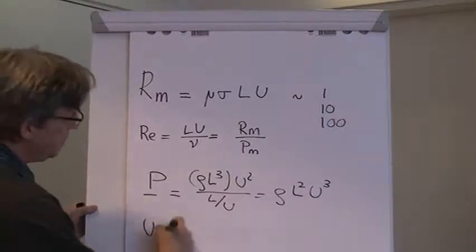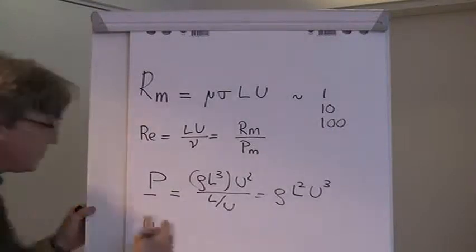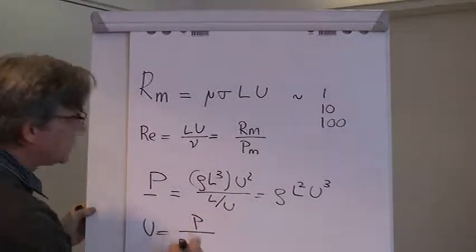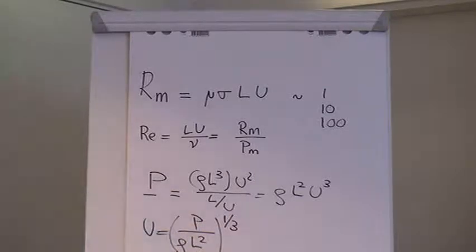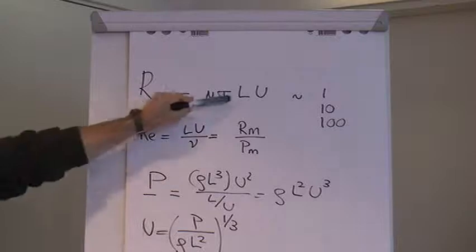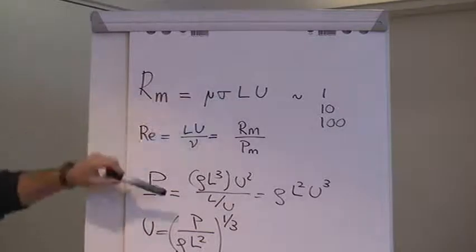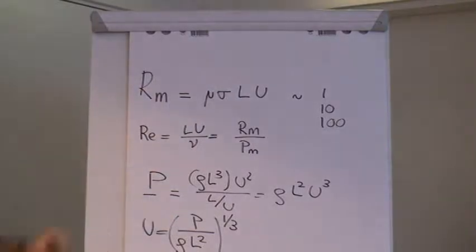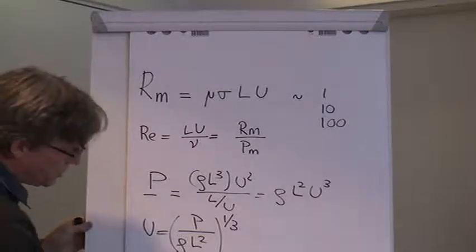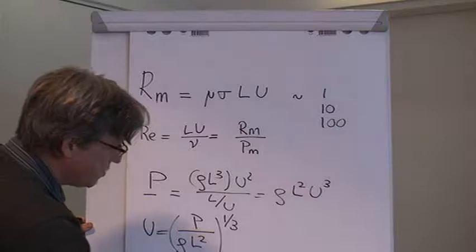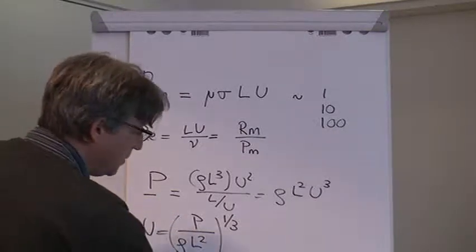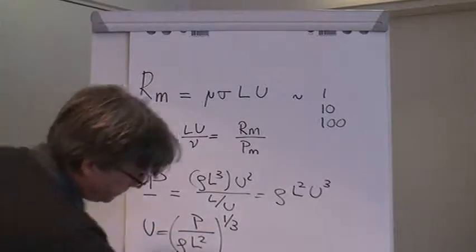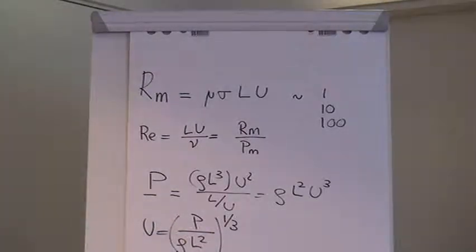Once you've done that, you got U. The U you can achieve, given the number of watts, is (P/rho L squared) to the 1/3. Okay? This is the velocity. You choose that. That's the velocity that the watts are buying you. So the magnetic Reynolds number that you just purchased is mu sigma P L over rho to the 1/3. Okay?